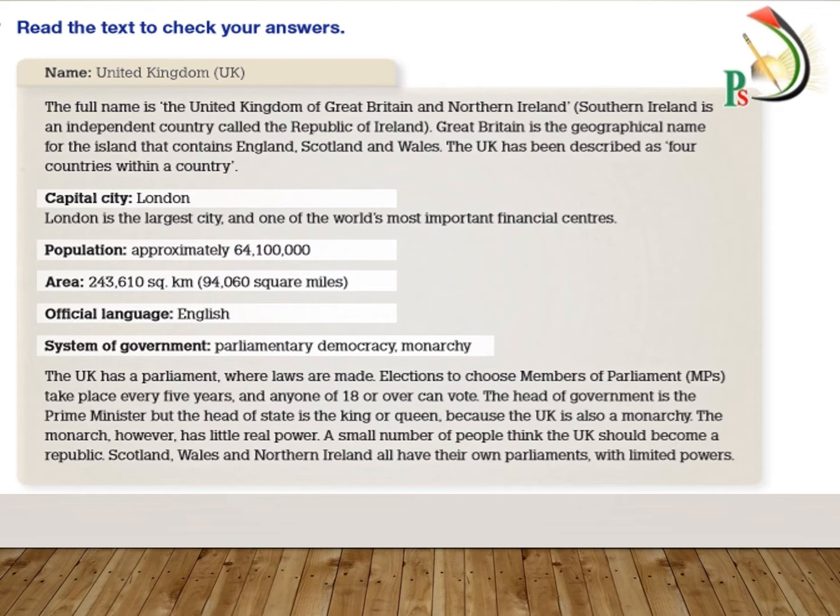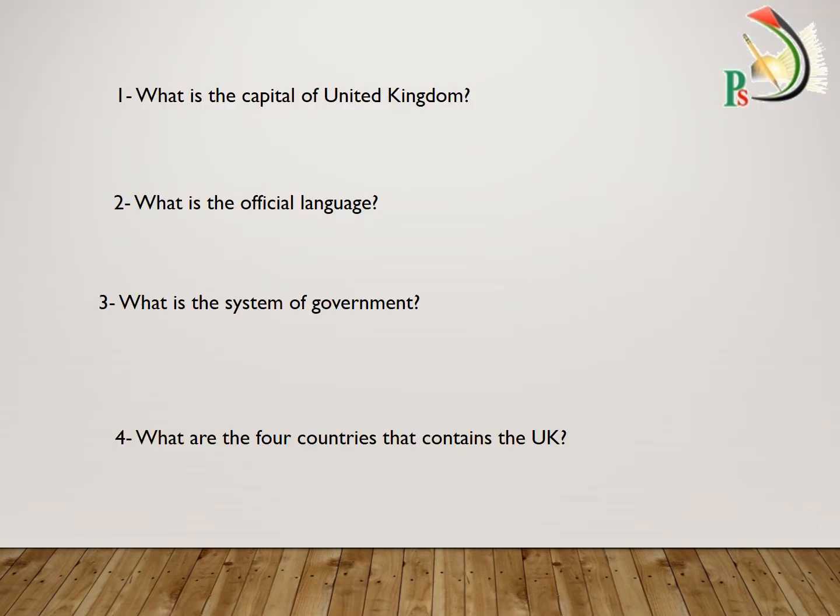Okay, now, my student, we will go to the questions. Here, I will ask you some questions. You will take 2 minutes to answer these questions. The first question: what is the capital of the United Kingdom? Number two: what is the official language? Number three: what is the system of government? Number four: what are the four countries that the UK contains? Take 2 minutes to prepare to answer these questions, please.